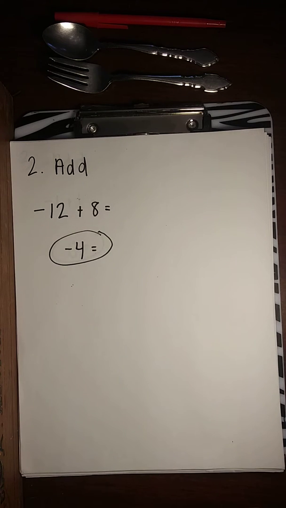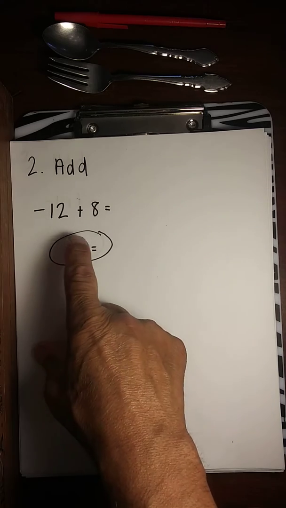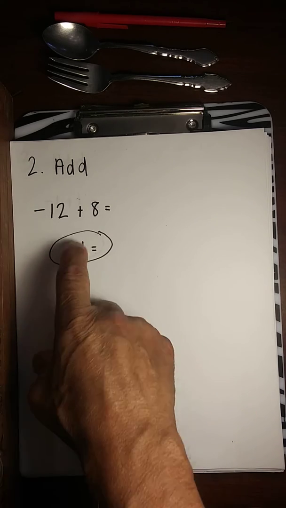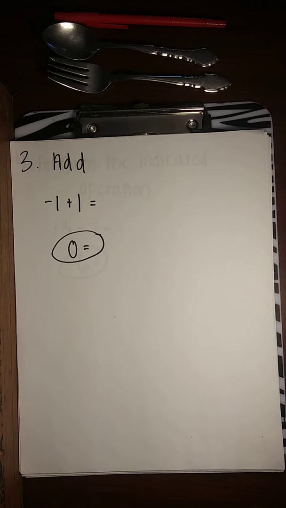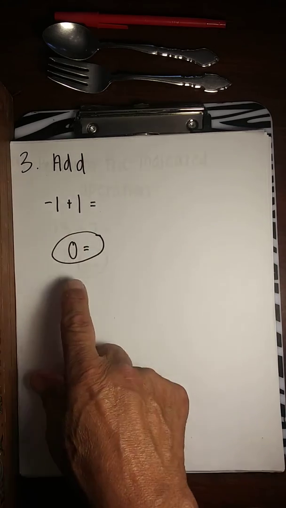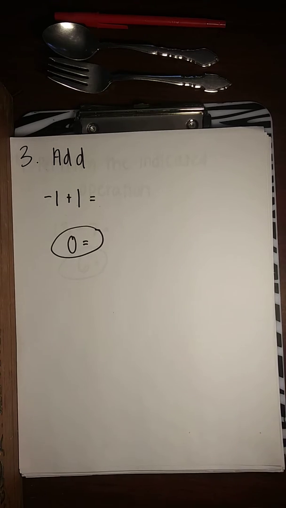Add negative 12 plus 8. That's going to give you a negative 4. Okay? Next, a negative 1 and a positive 1. 1 minus 1 is going to give you a 0.